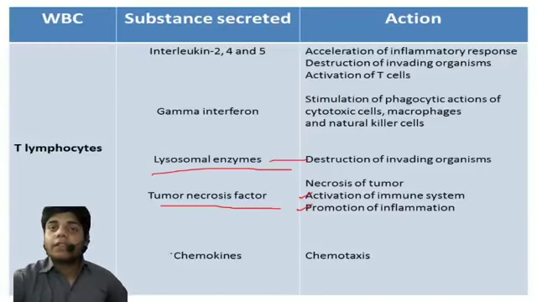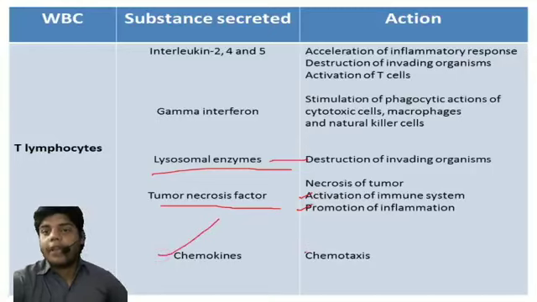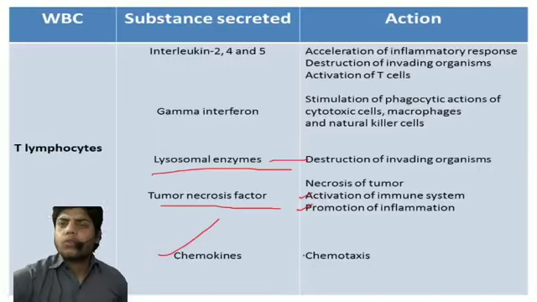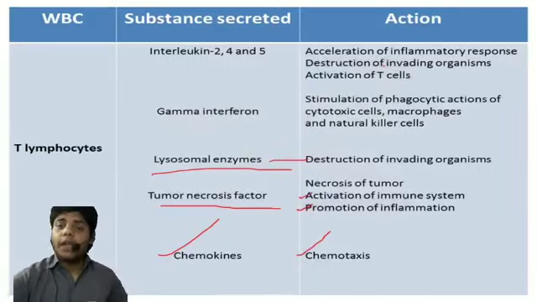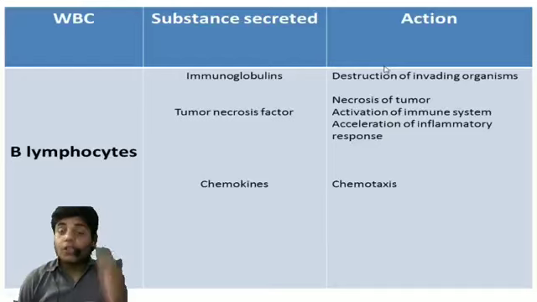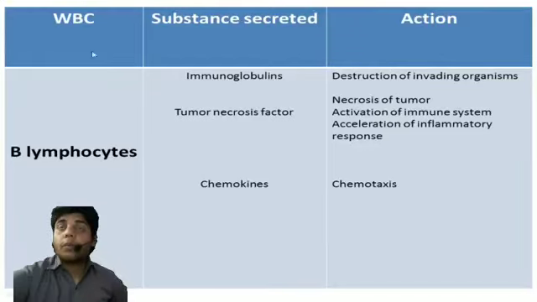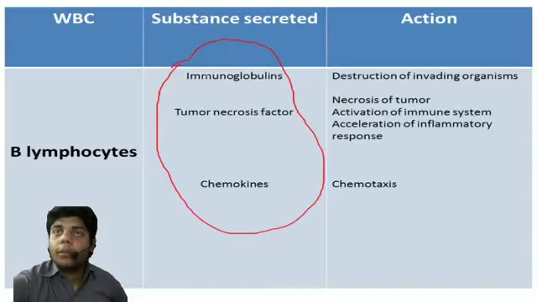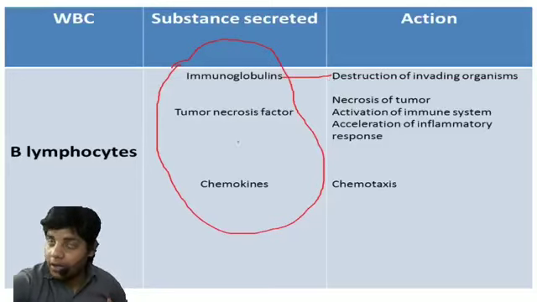Then we have another substance or chemical secreted from the T lymphocyte. We call it chemokines, and the action of the chemokine is the same as we discussed in the basophil or eosinophil. Means they are also responsible for chemotaxis. Okay. Last we have B lymphocytes or B cells. So the substances which are secreted from the B lymphocytes or B cells, we usually call immunoglobulins. And the action of these immunoglobulins is the destruction of invading organisms.